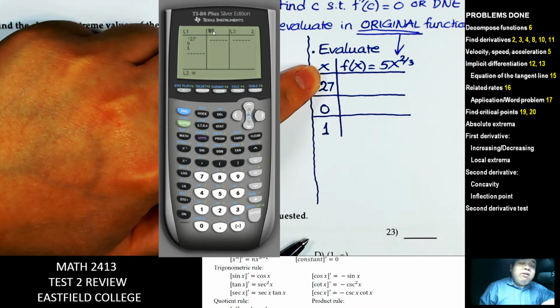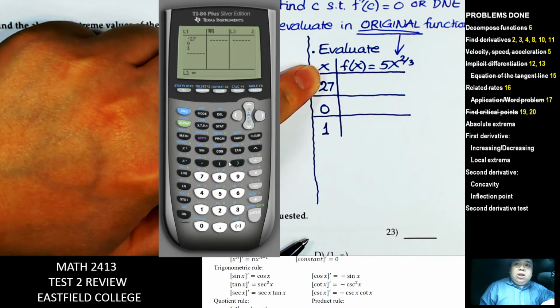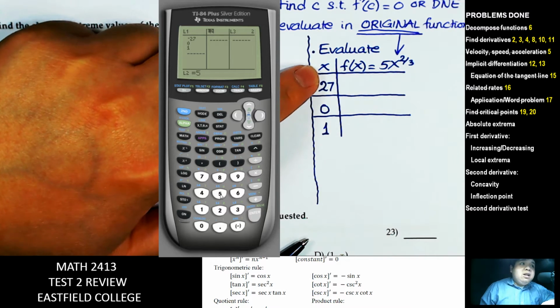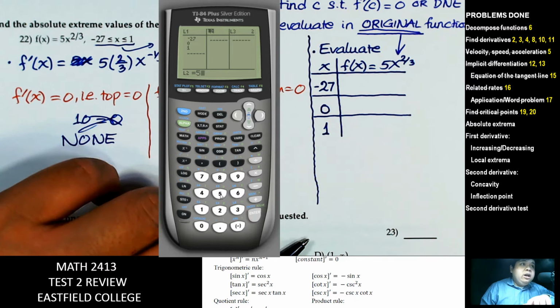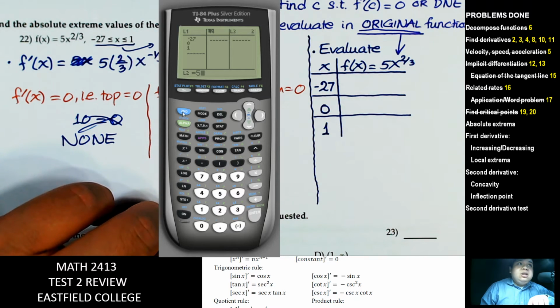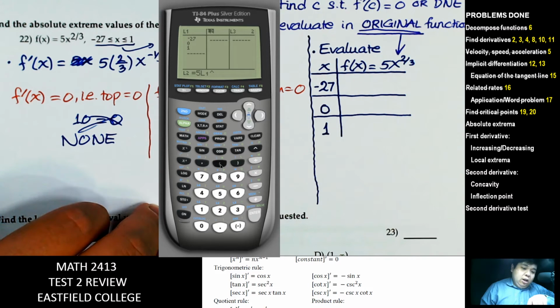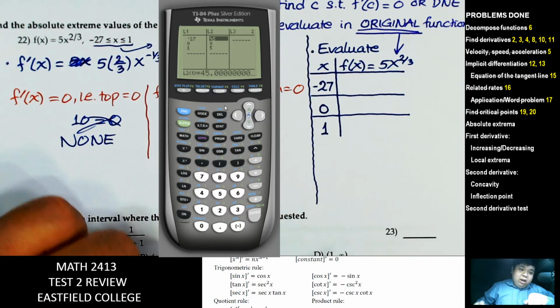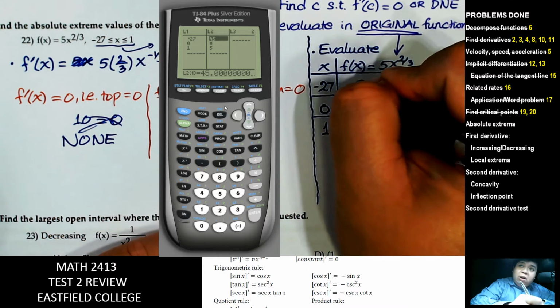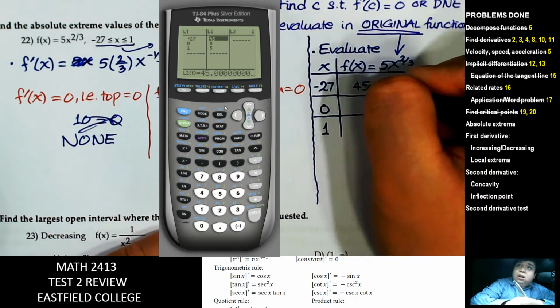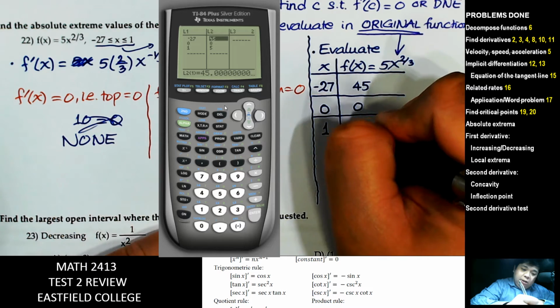The original function is 5x to the 2/3. So instead of x, we use L1. To hit L1, we hit second and number 1, and then to the power of 2/3. Hit enter. So we have those values, 45 here, 0 and 5.